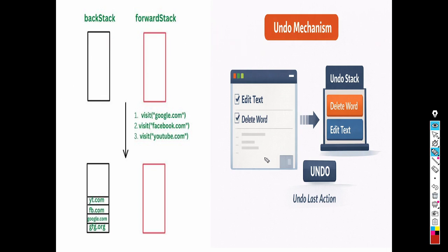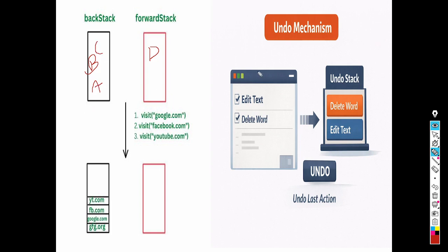Then what is the forward stack? The forward stack stores the pages that you moved back from. When you go back, the current page goes to the forward stack, and the page from the back stack is popped and displayed. Taking the same example, D, our current page, goes to the forward stack, and the remaining A, B, and C should be in the back stack.